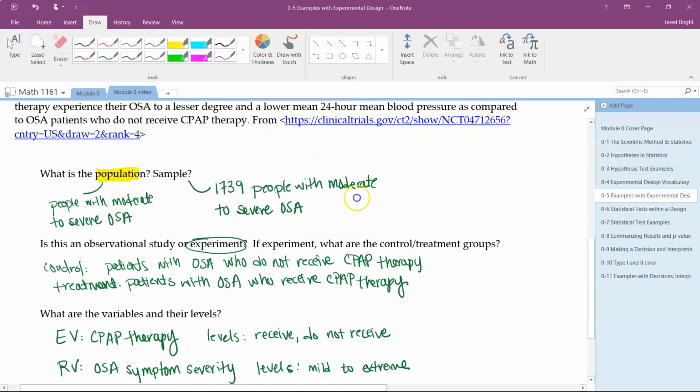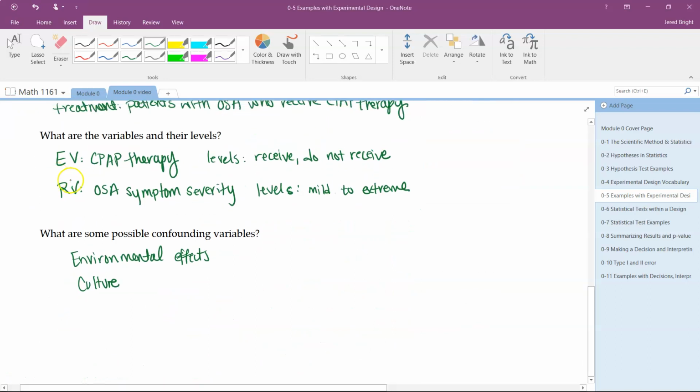All right, so here are the variables that I have. The explanatory variable, certainly that one is very clear cut. It's the CPAP therapy. And we're seeing whether or not that influences the OSA symptom severity. Presumably there's some scale to measure the sleep apnea, but it isn't specified here in detail, but it does say to a lesser degree, so that leads me to believe that the levels might be something like mild to extreme for the response variable.